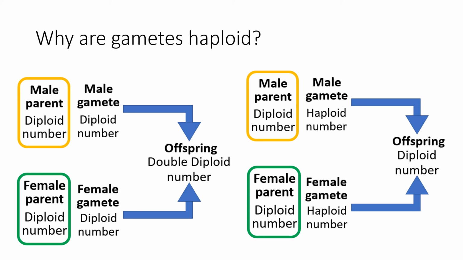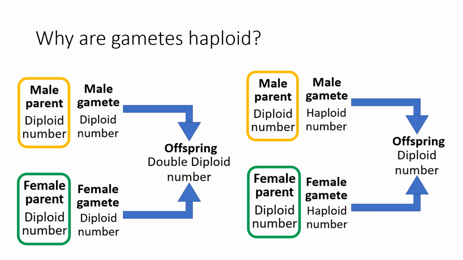It had far too many chromosomes. If, however, and what really happens is that the male and female parent, their gametes, instead of having a diploid number, have a haploid number. Remember, the haploid number is always half of what the diploid number is. So in humans, the diploid is 46, the haploid is 23.